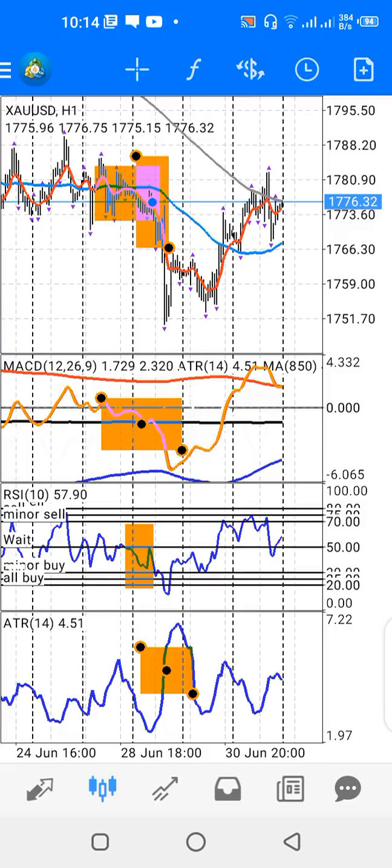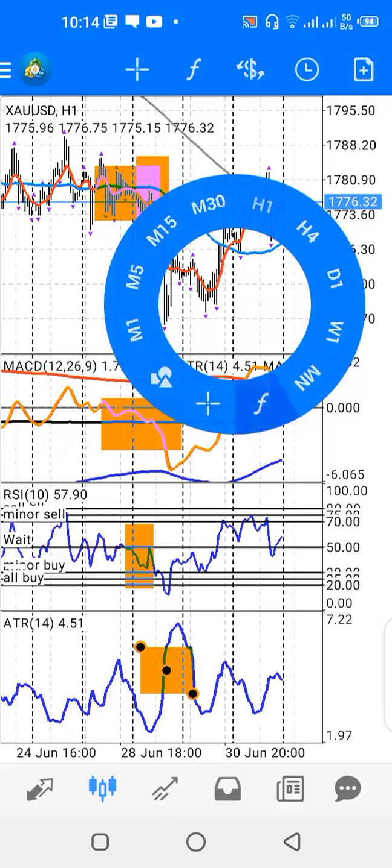This strategy is good for 30 minutes, 1 hour, 4 hour, daily time frame. You can use this strategy for higher time frames. All right, now let's look at the parameters. Let's look at the settings.